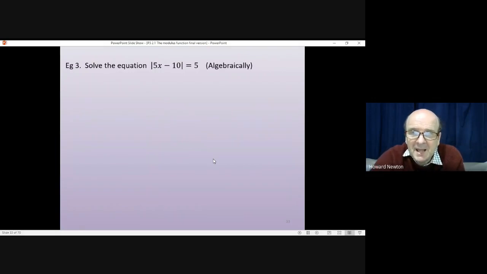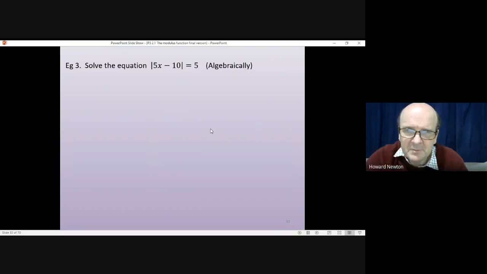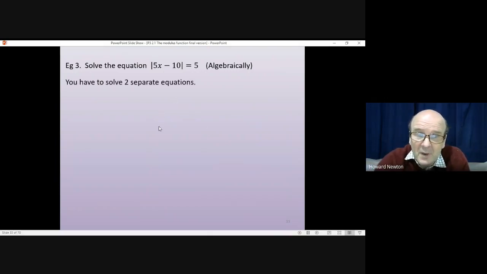Now, if we were doing that algebraically, instead of using an accurate graph with accurate axes, which is what we had then, if you're solving it algebraically, which is what you will normally have to do in A level, then you actually have to solve two separate equations and combine your answers together.